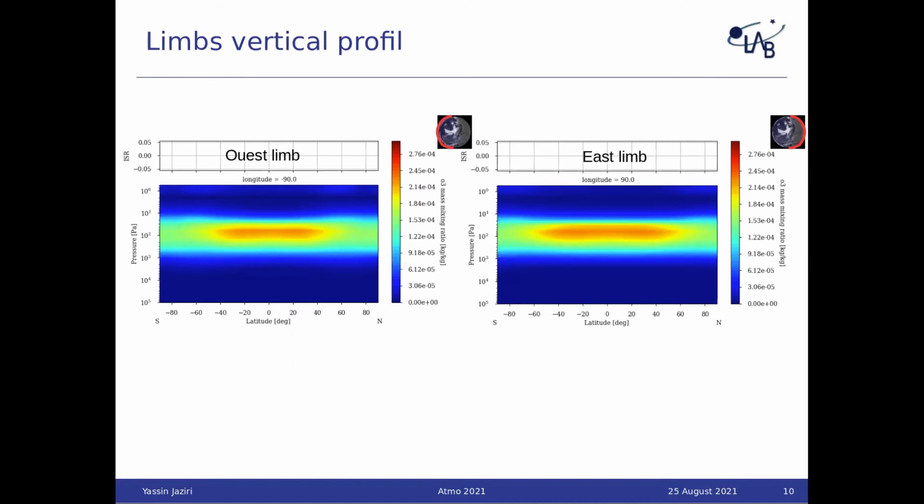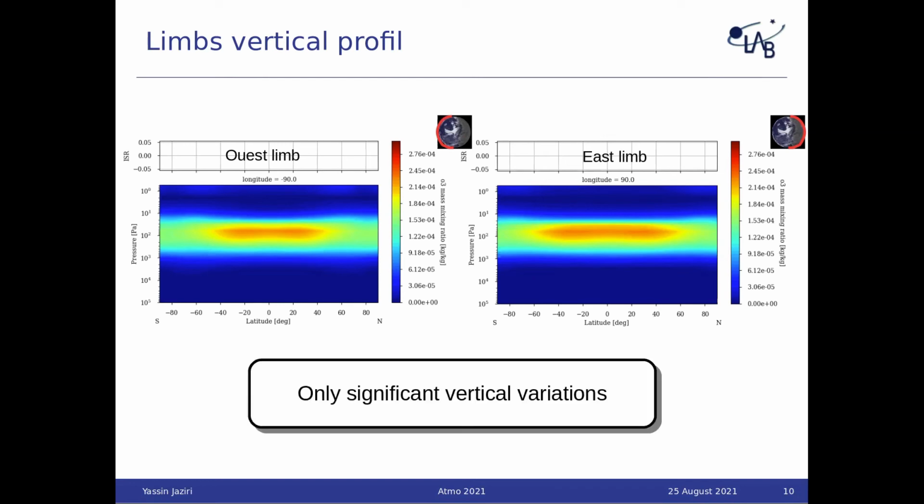So that's why here I show you the west limb and the east limb, and you see that we have a latitudinal variation, but with a bit less ozone at the pole. But it remains a very tiny variation compared to the vertical variation of the ozone. And that's why we can say that we have only significant vertical variation around the limb. So this is very important for what's coming next, when you want to analyze the transmission spectra you can get from observation.